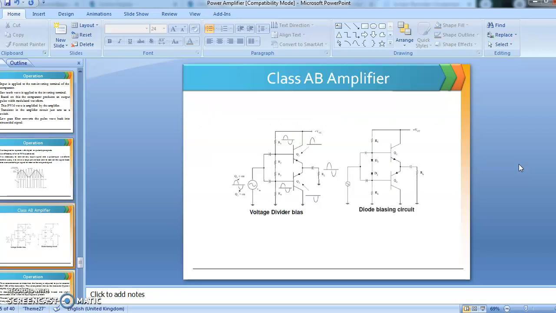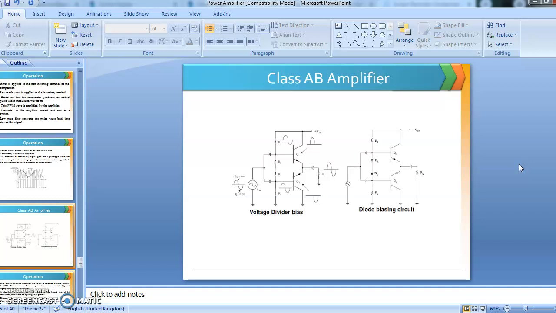Next type, that is the class AB amplifier. This is the circuit diagram of the class AB amplifier. The main purpose of the class AB amplifier is to avoid crossover distortions. Here the output waveform has the positive cycle, and then some portion of the next negative cycle. Here the transistor is always in the active region.